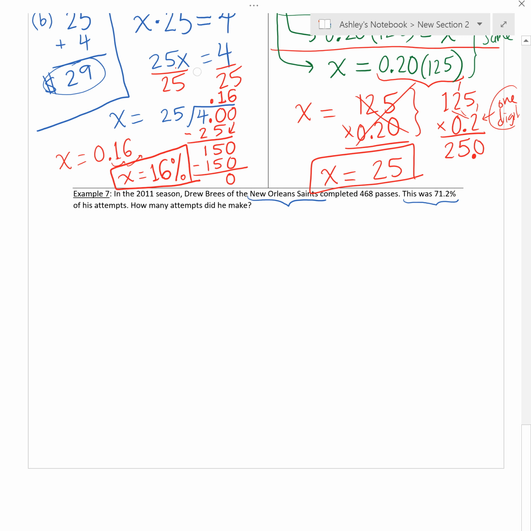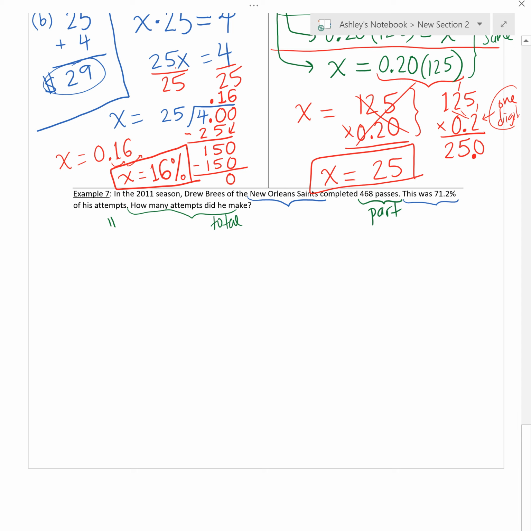Okay, interesting. But again, I think I want to rephrase this as a very simple question, like 71.2% of what is 468? Something like that. So the thing is, does it sound like we're taking, is 71.2% of 468 what we want? Or do you think 71.2% of what we want is 468? Well, I think because these are the completed passes, this is just a part of the total. The total is how many attempts.